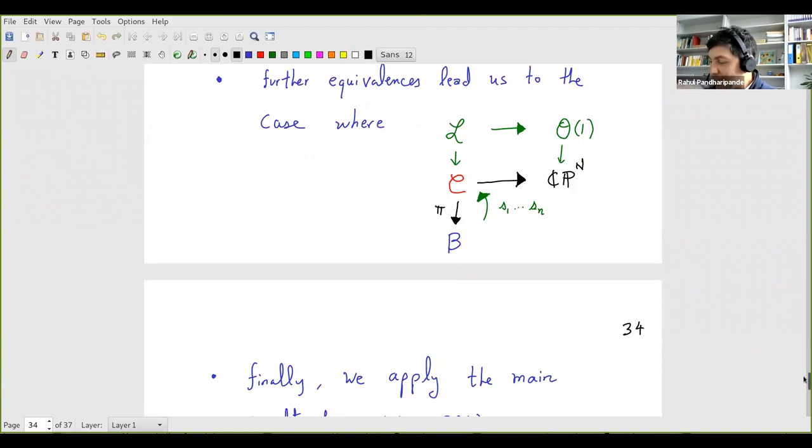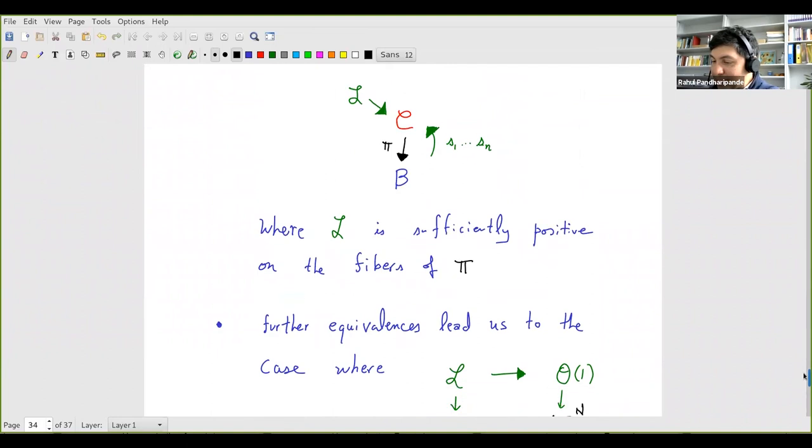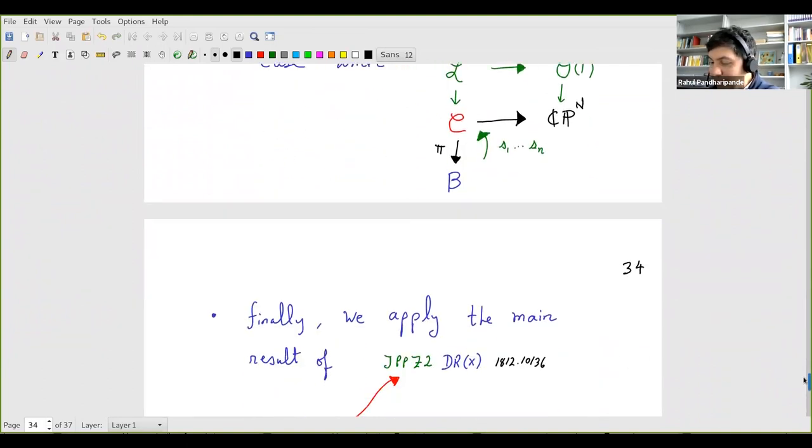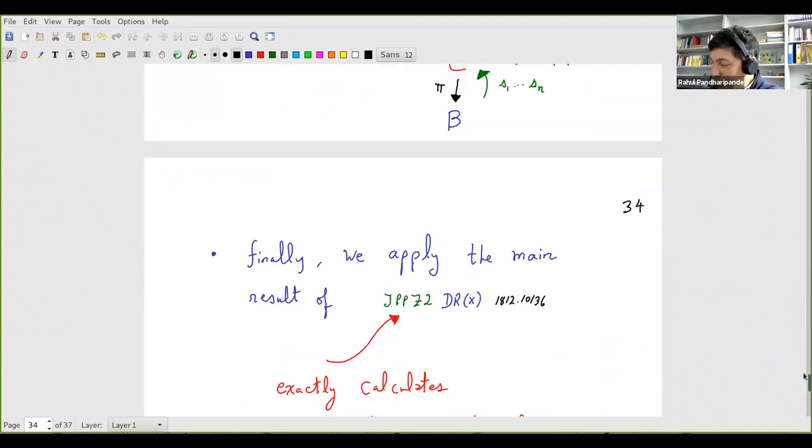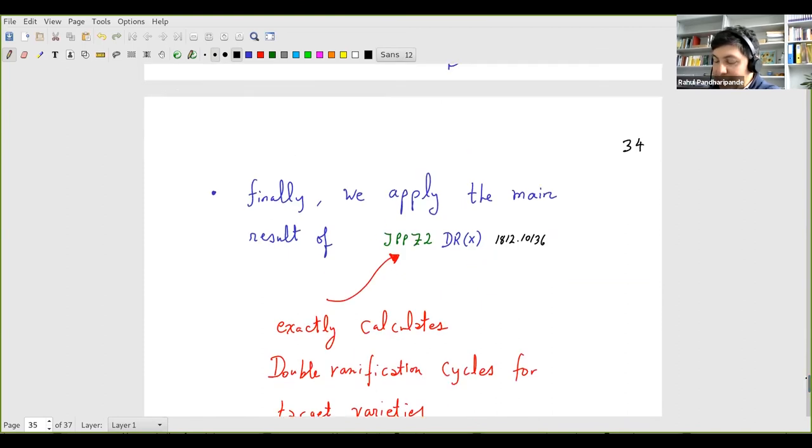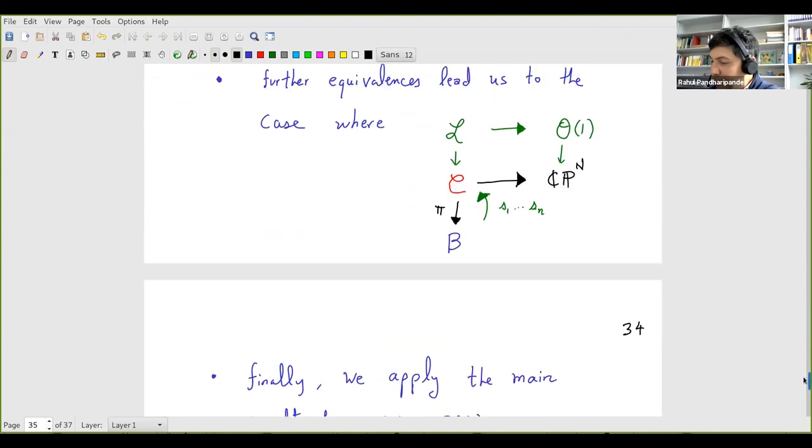Some sense like that. But once you have that, there's a fair amount of work in doing this. Once you have that, then you can apply, there's a paper I skipped, which is the second paper with JPPZ, where we explain how to deal with this double ramification formula in the presence of a target. And so we apply the results there with the target CP^N.